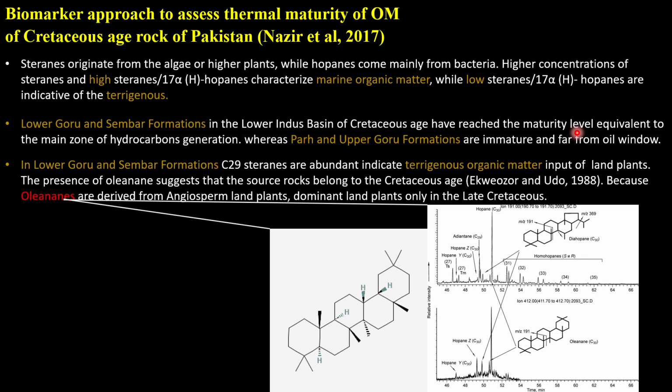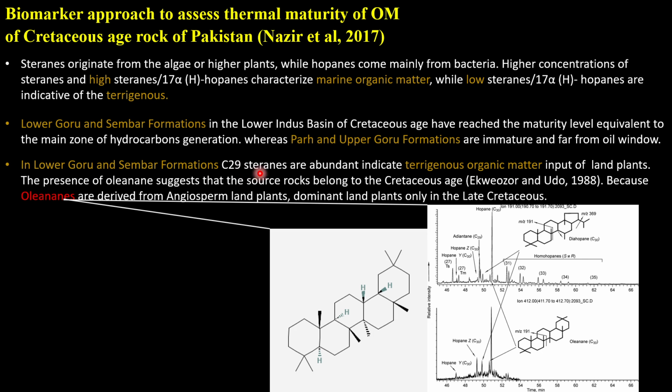So they have a high maturity level. Why are they highly mature? Because of the analysis of the biomarkers. They contain abundant sterane, which means abundant heterogeneous organic matter, while the Parh and Goru formations are immature, so they mostly fall into the oil window zone because the sterane ratio is low and they are mostly marine environment.